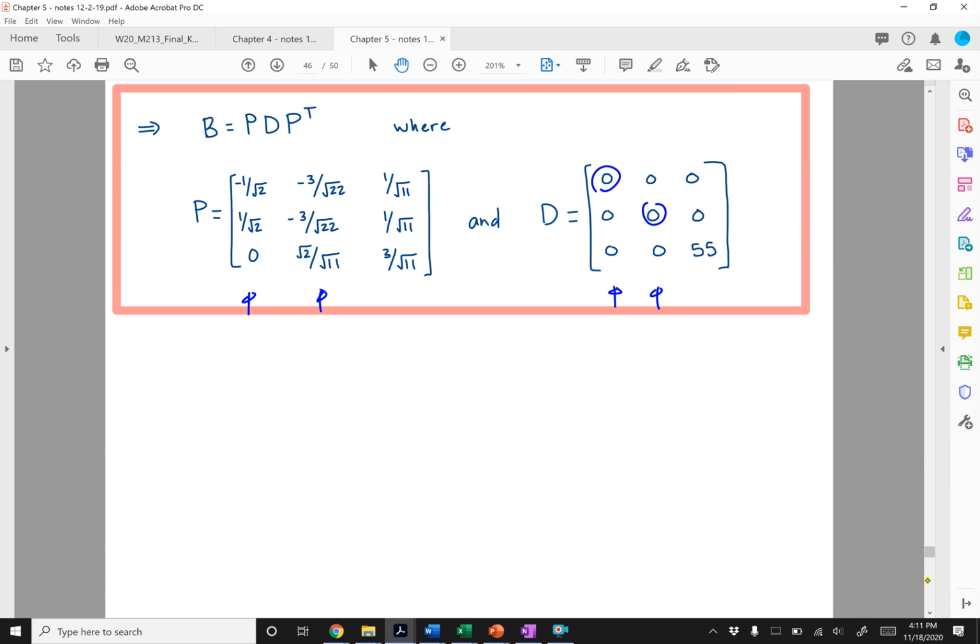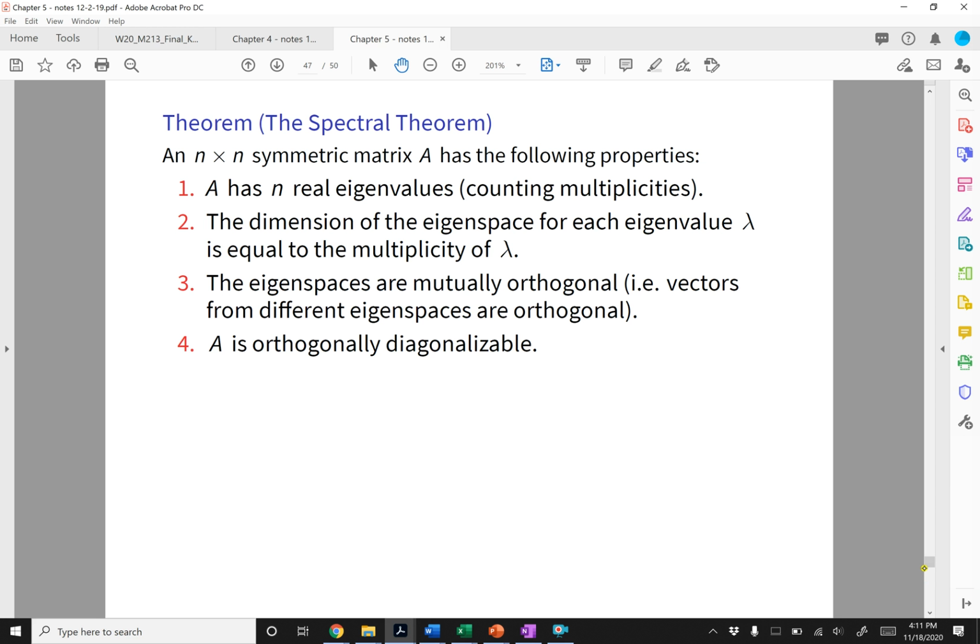So I think there's one more idea here. Yep, the spectral theorem, more in depth. So an n by n symmetric matrix. This only applies to a symmetric matrix. It has the following properties. A has n real eigenvalues, counting multiplicities.